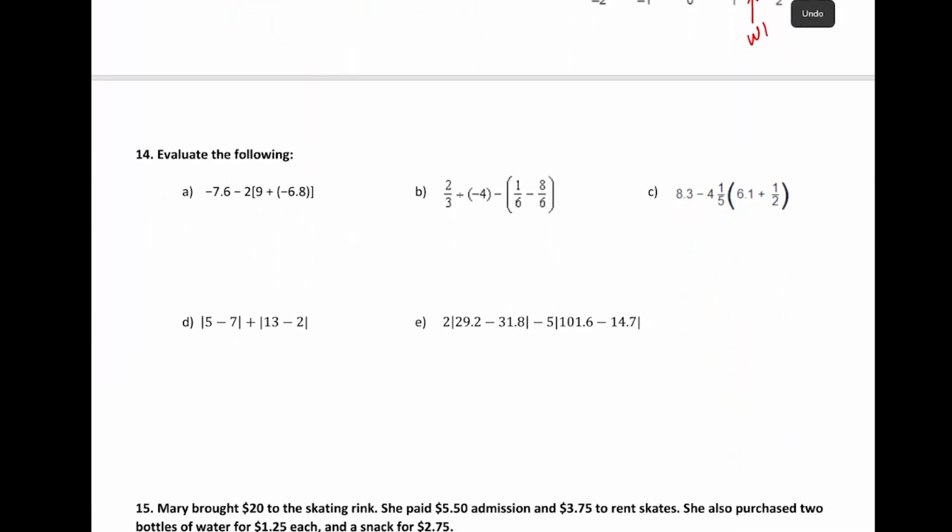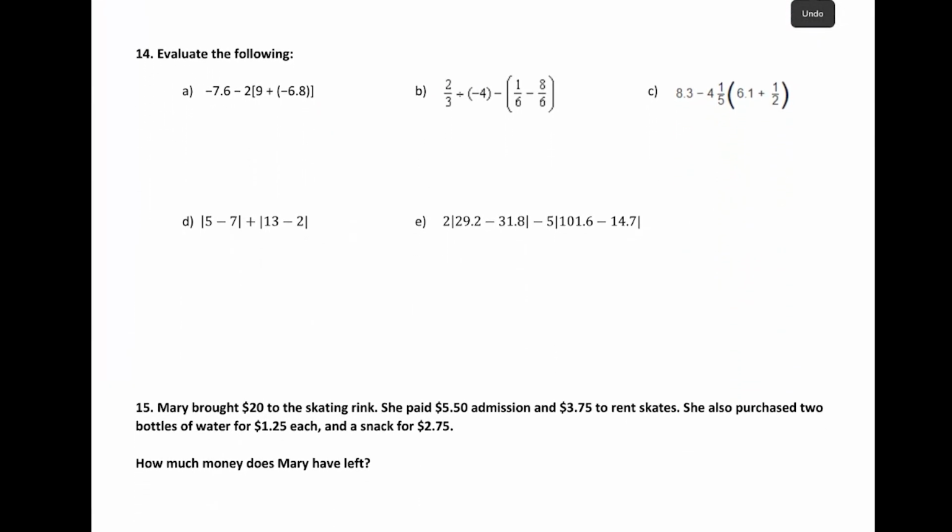Number 14, we've got a lot of order of operations here, and for the most part, you're just going to type these into the calculator. You're going to get a calculator for the TSI A2, so we might as well just go ahead and use them. I don't really want you to do any of this by hand. There's only one thing that you're going to have to really look out for, and that's on D and E, and I'll talk about that once we get there with the absolute value stuff.